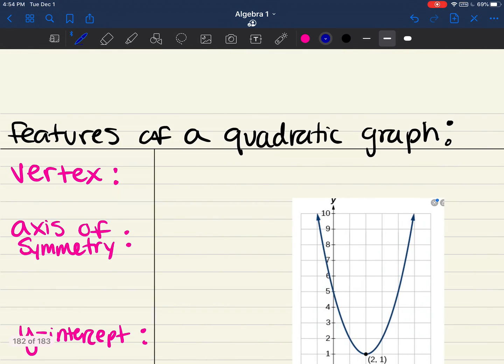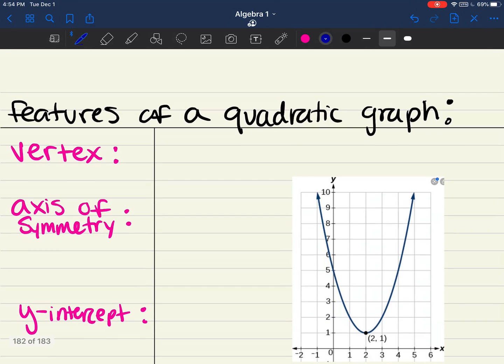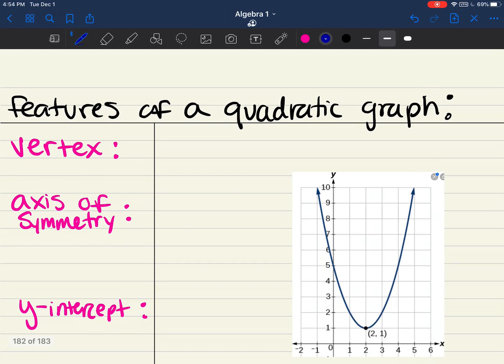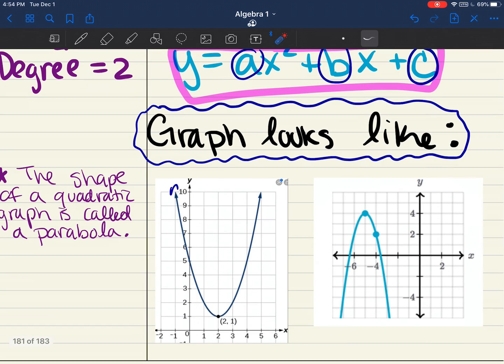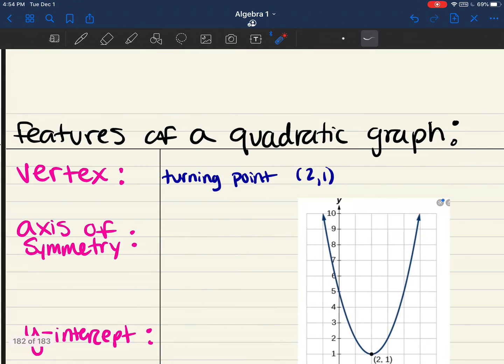All right, so getting into some words that we use to describe or analyze a quadratic graph. So, vertex. Vertex is the turning point. And so you can see here that this turning point is (2, 1). And as you saw on this last slide, you can have turning points that are at the bottom or at the top of the graph.